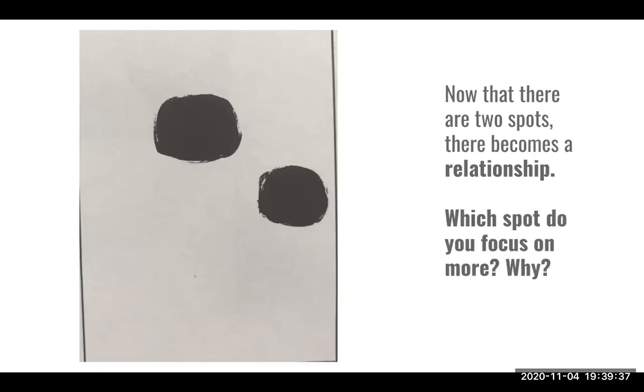Now that there are 2 spots, there becomes a relationship. Which spot do you focus on more and why? I don't know what spot you focus on more, but the correct answer is this spot here. So now that there's 2 spots, we can see that one is a little bit bigger, one's a little bit smaller. There is a relationship that evolves. And we focus on this one more because of the negative space that surrounds this.